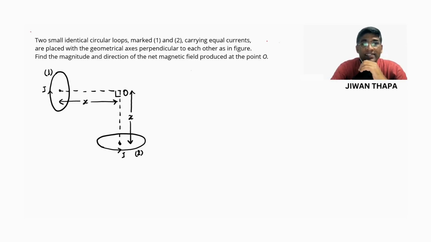Two small identical circular loops marked 1 and 2 carrying equal currents are placed with the geometrical axis perpendicular to each other as in figure. Find the magnitude and direction of the net magnetic field produced at the point O.